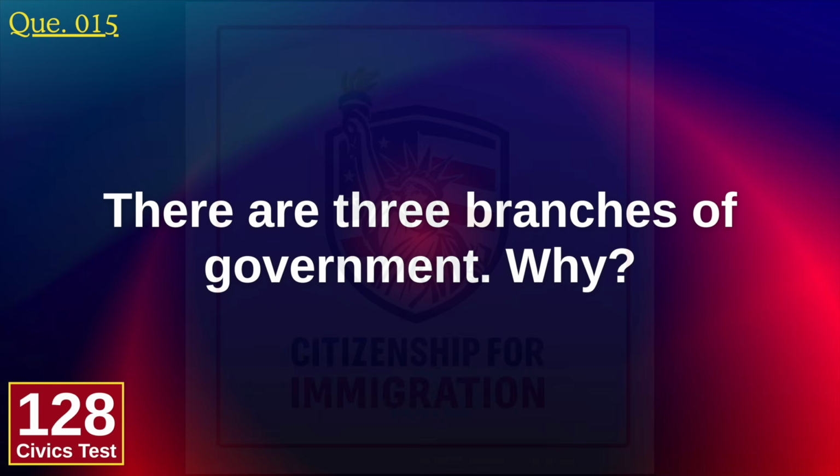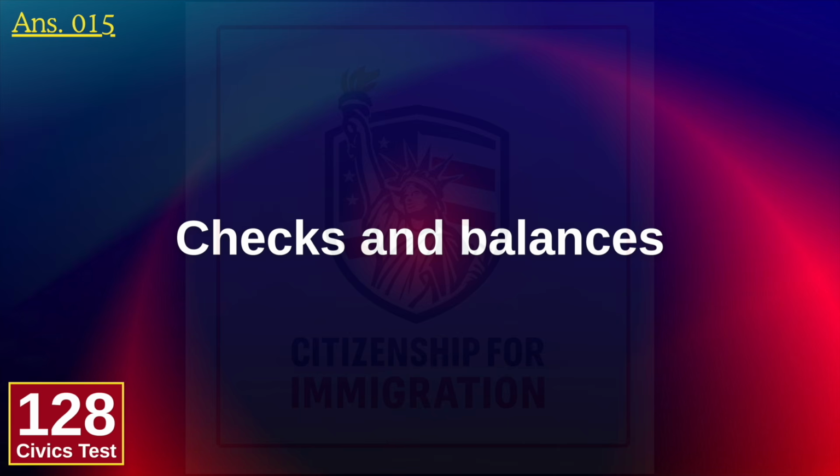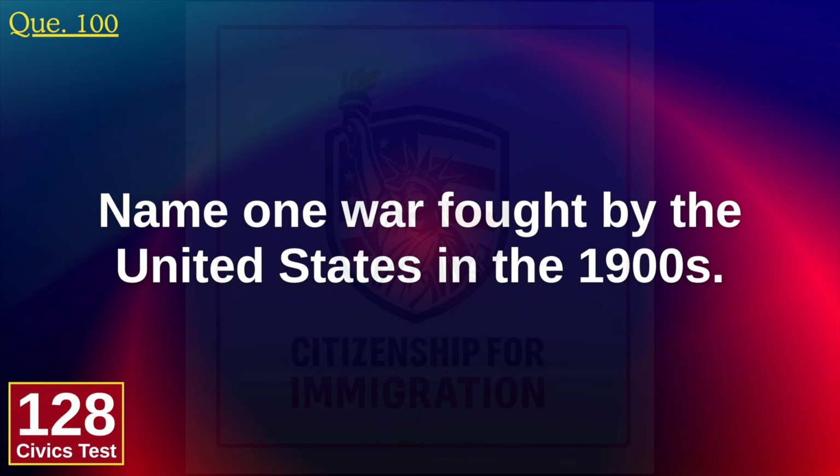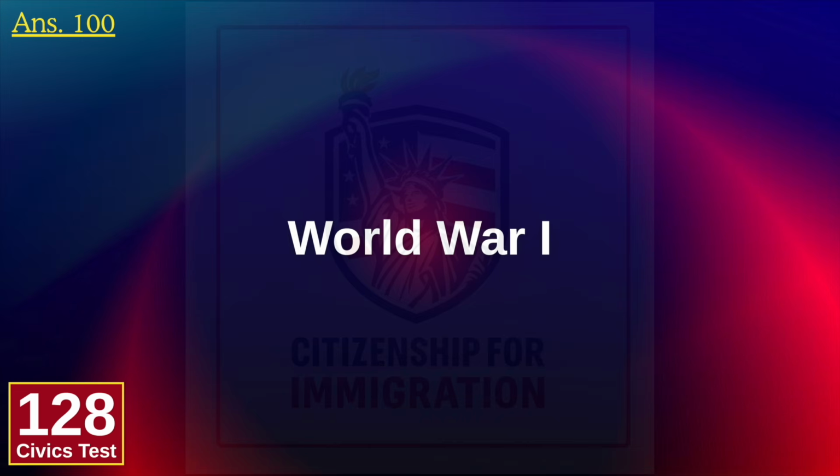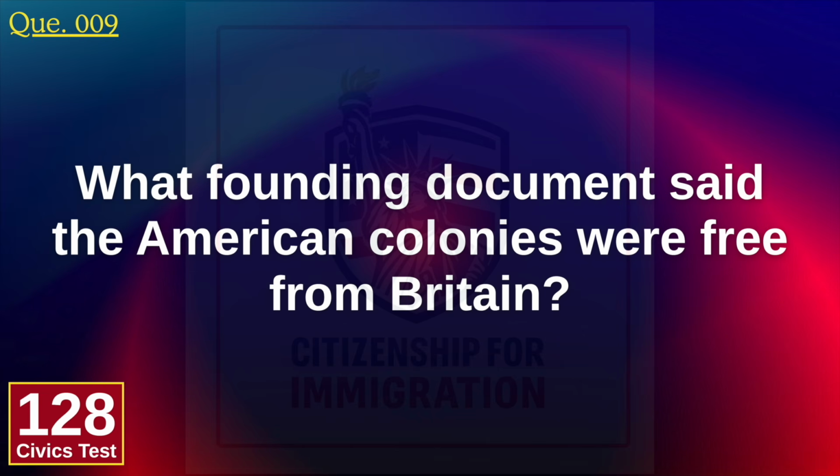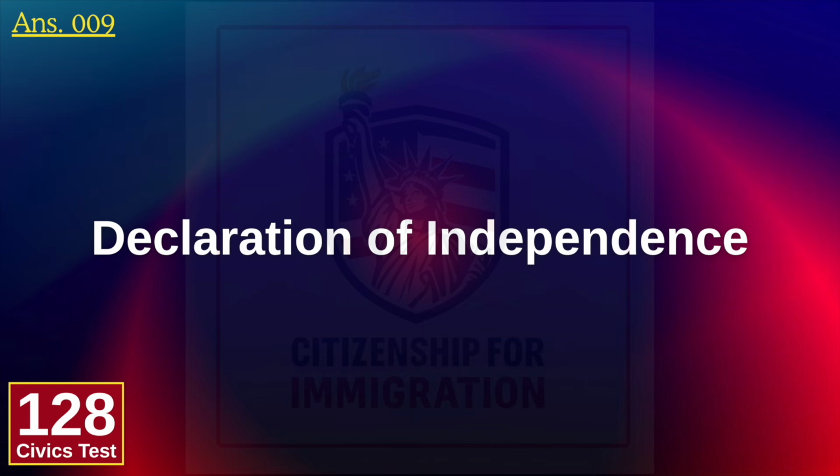There are three branches of government. Why? Checks and balances. Name one war fought by the United States in the 1900s. World War I. What founding document said the American colonies were free from Britain? Declaration of Independence.